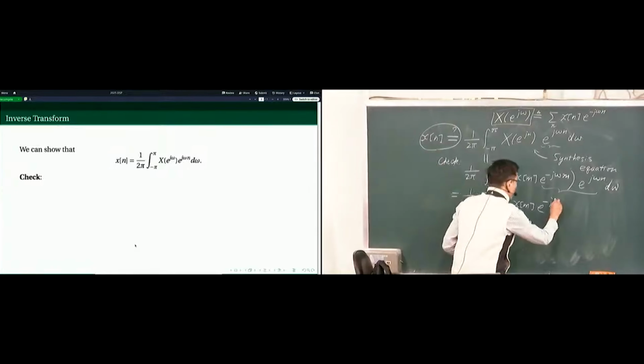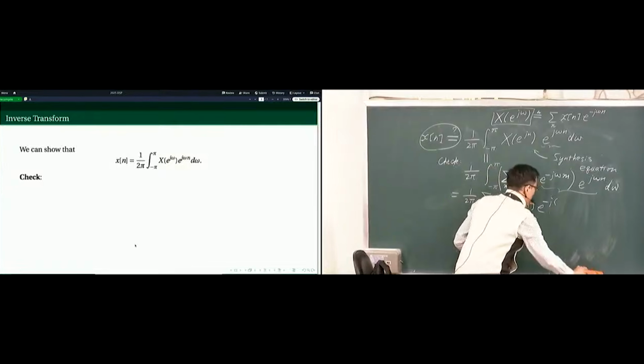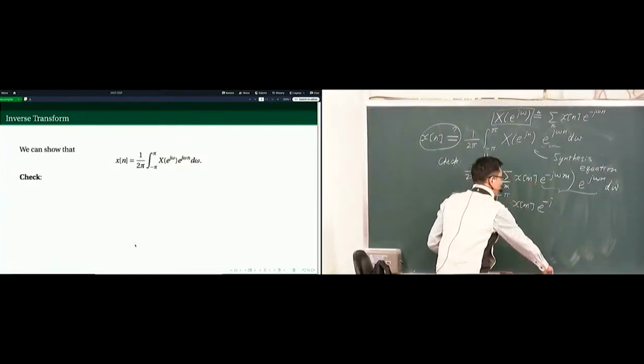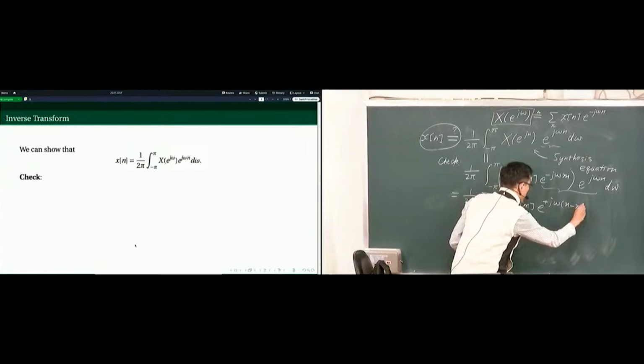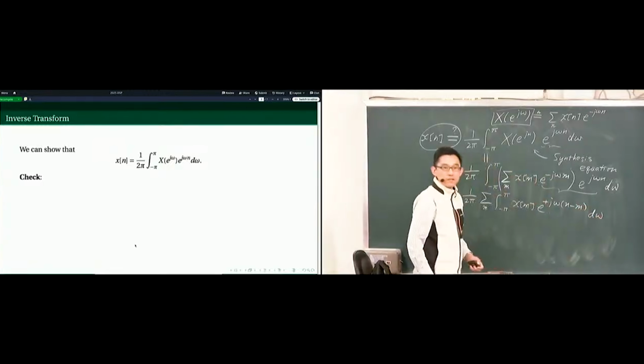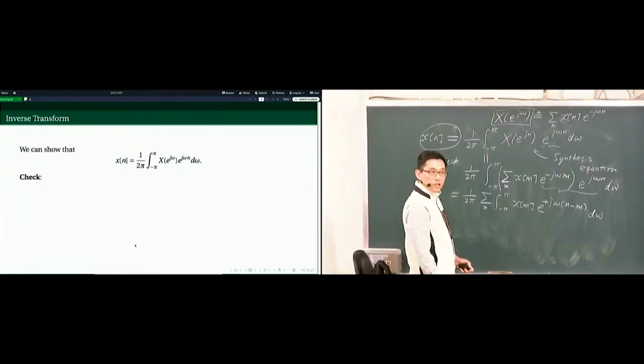Okay, so here we do combine the two terms: e to the either minus or plus. Plus is probably easier. Plus j omega (n minus m). And still we have the integration.